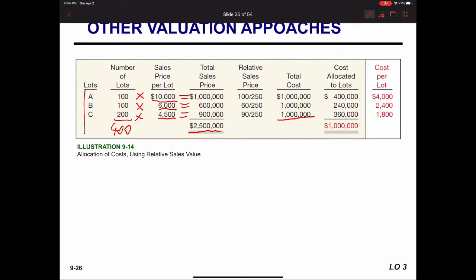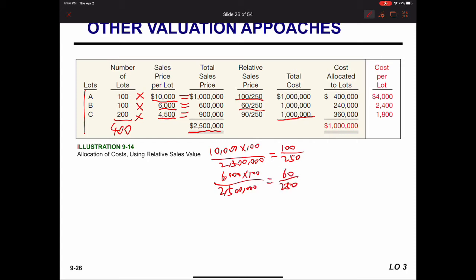How do we get the relative sales price? For the first one, it is the sales price per lot multiplied by the number of lots, divided by 2,500,000. So it is 100 over 250. The next one, 6,000 multiplied by 100, divided by 2,500,000. The last one is 4,500 multiplied by 200 lots, divided by 2,500,000. So it's 90 over 250. Actually, if you add all 3 together, it equals 1.